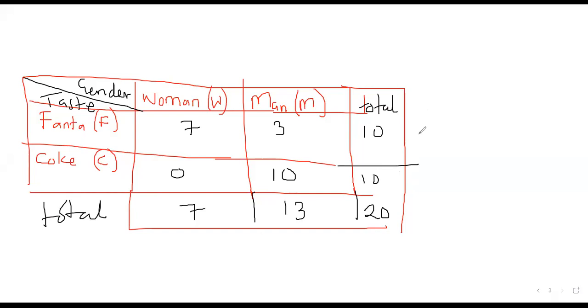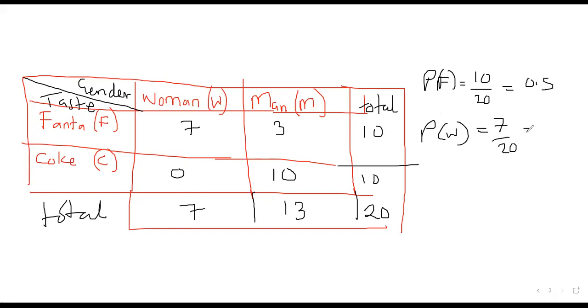So let us find the probability of a Fanta. So I said probability of an event like Fanta F, you get the total for a Fanta. So Fanta, it's 10. 10 out of the total event, which is 20. We get 0.5. What is the probability of a woman being picked? Let's go to the women. The total for the women is what? 7 out of 20. What do we get? 0.35.